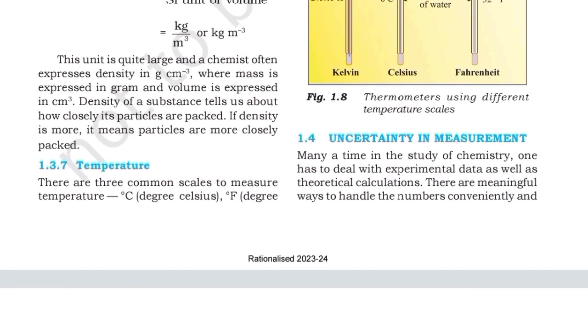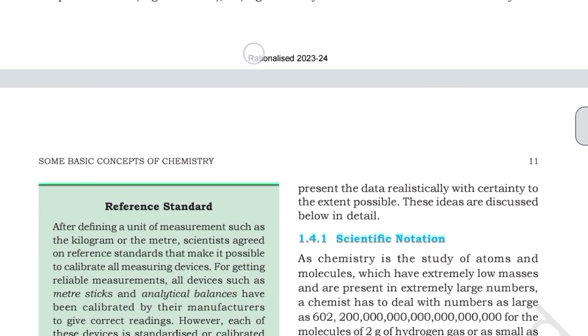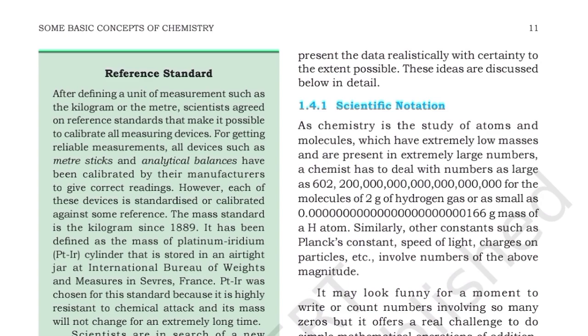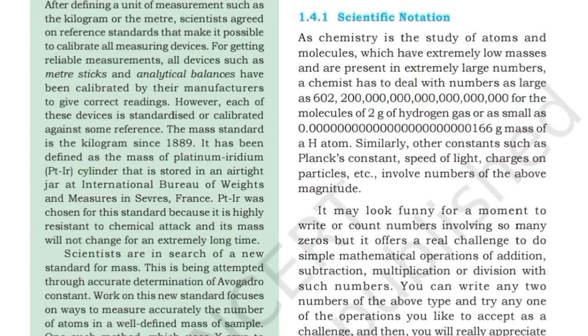Uncertainty in measurement. Many a time in the study of chemistry, one has to deal with experimental data as well as theoretical calculations. There are meaningful ways to handle the numbers conveniently and present the data realistically, with certainty to the extent possible. These ideas are discussed below in detail.